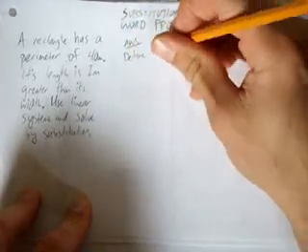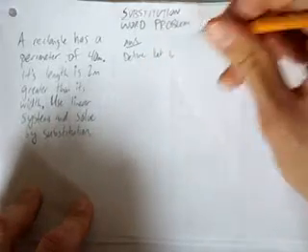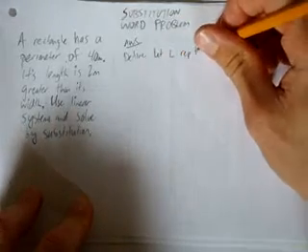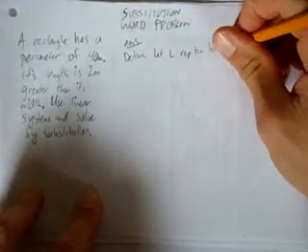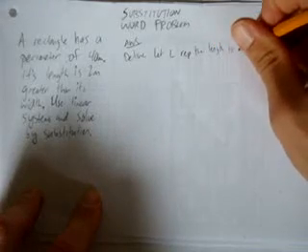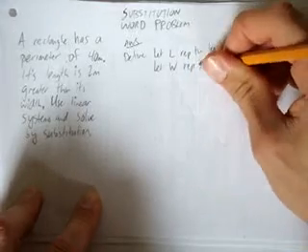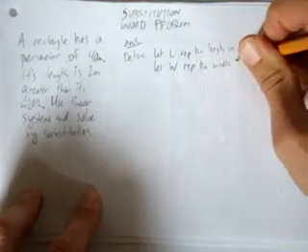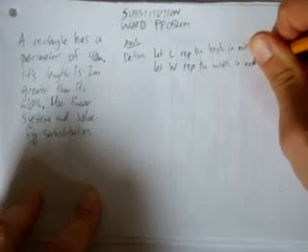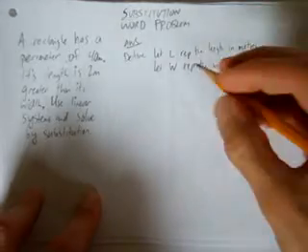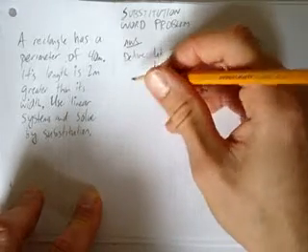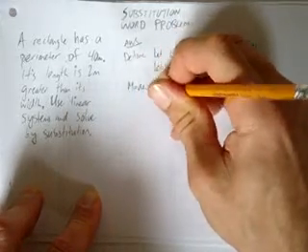Our variables are going to be, let L represent the length in meters. And our other variable is going to be W, which will represent the width. Of course, again, in meters. And we have our two variables, length and width. Let's set up our equations. We'll call that our model.